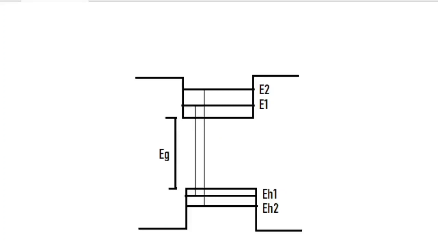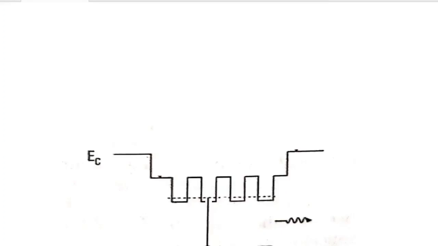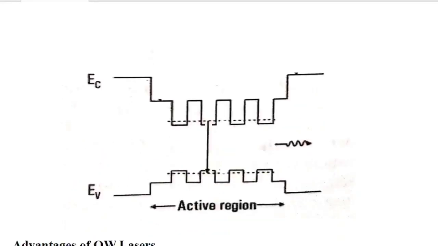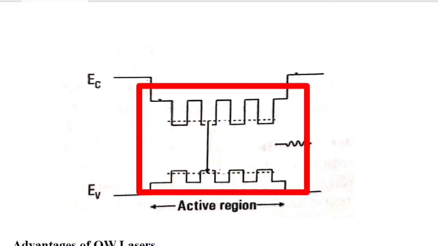Then there is one limitation for quantum well lasers. It is poor optical confinement, but this drawback can be reduced by using multiple quantum wells in the active region. That is MQWs, multiple quantum wells.